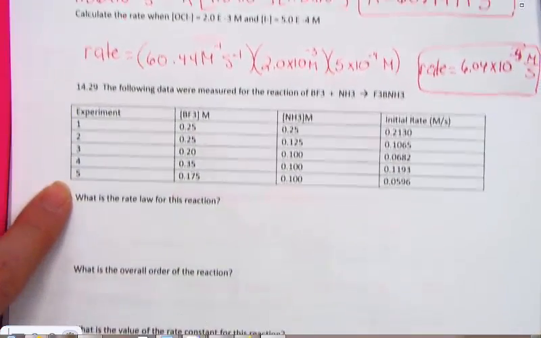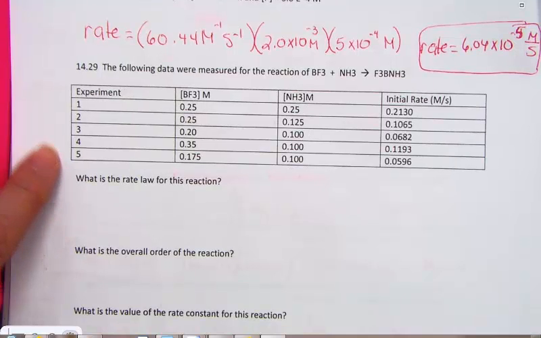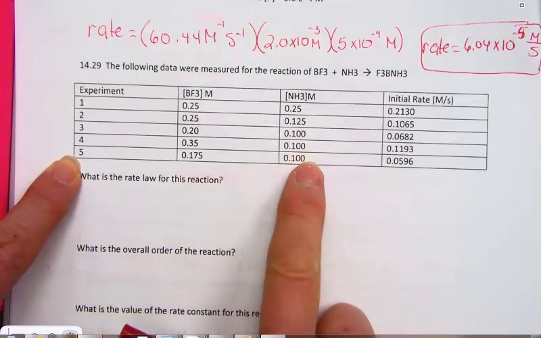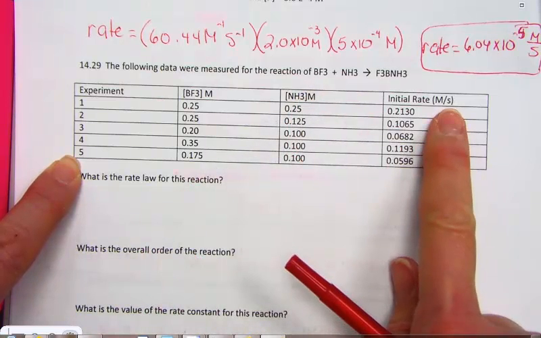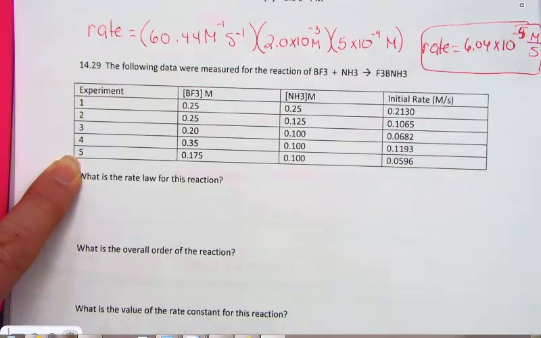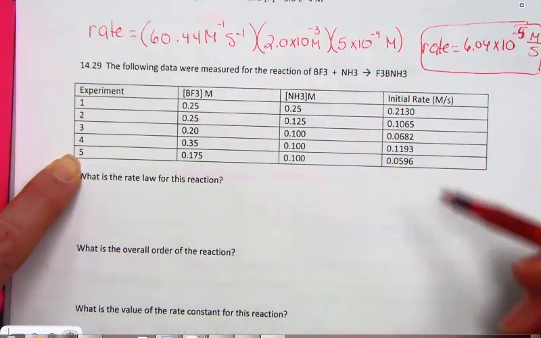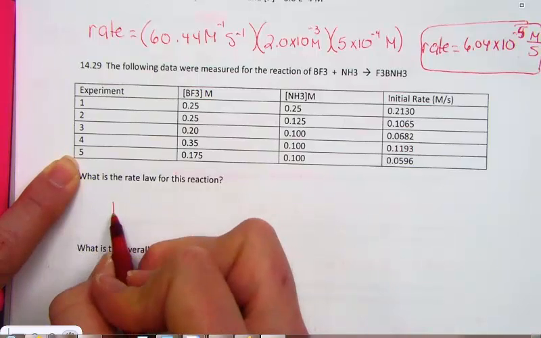Same idea, yet another data table in number 29. We ran 5 different trials varying the concentrations of 2 reactants. We were able to measure the initial rate, and what we're trying to find out is the rate law. By varying the concentration, how did changing the concentrations affect the overall rate? So I can get started.